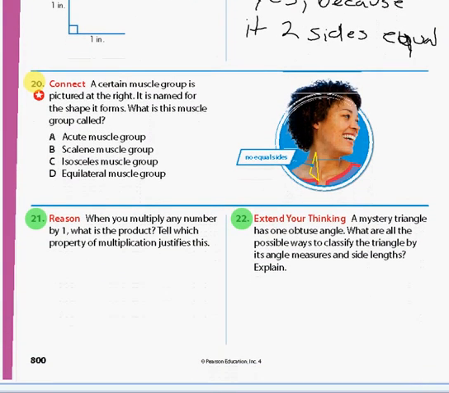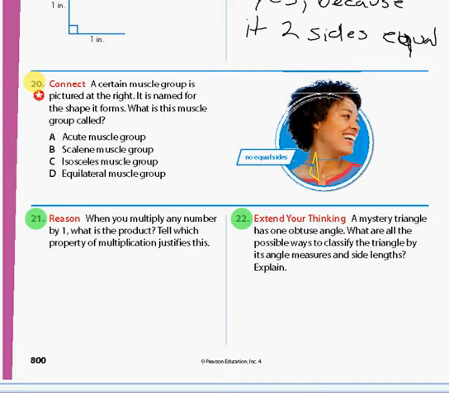Question number 20. A certain muscle group is pictured at the right. It is named for the shape it forms. What is the muscle group called? A, an acute muscle group. B, a scalene muscle group. C, an isosceles muscle group. Or D, an equilateral muscle group?